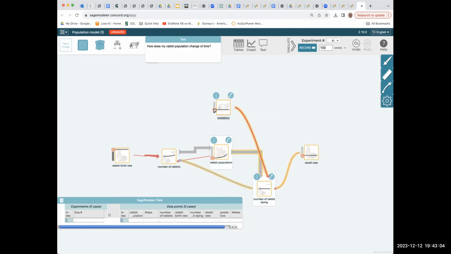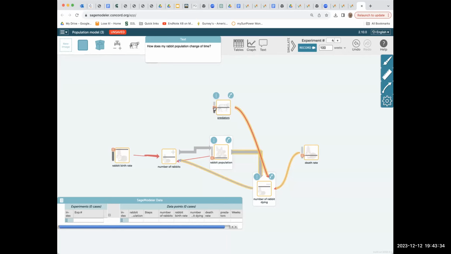One of the things you'll notice is that depending upon the number of predators I have, if I move my predator scale up and down, it really impacts my population. If I have lots of predators, basically my rabbit population will go down to zero because I have too many predators.